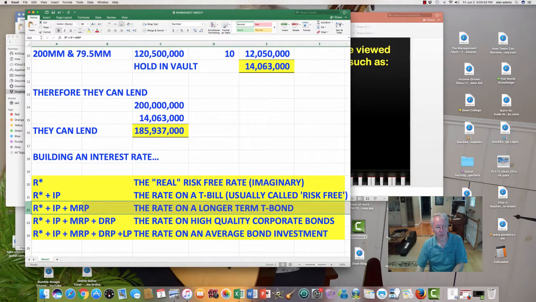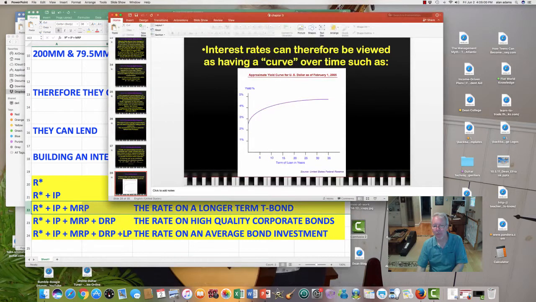The real risk-free rate, an inflation premium, and the MRP. We're going to make this a T-bond investment. Now, we know that inflation is reasonably easy to predict in the short term, but it is harder in the longer term. On top of that, we have a maturity risk premium, which follows time. The longer out in time you go, the higher the rate will be. So that's why the yield curve looks like this. And again, I'll show you the construction of this in a moment.